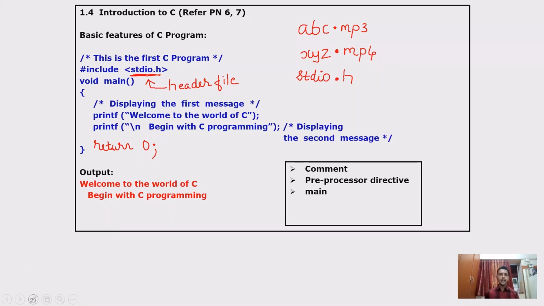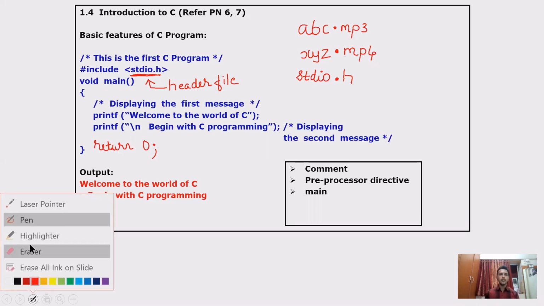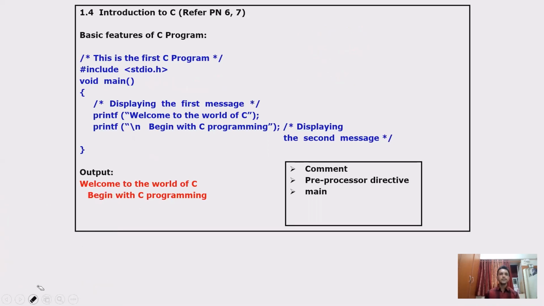Anyway, whether you write int or void, that does not make a very big difference. What you need to understand is that this void main is the starting of the program. That means the C compiler will execute the program starting from void main. This is the starting point of the program. Now after writing void main, you will always put these things.